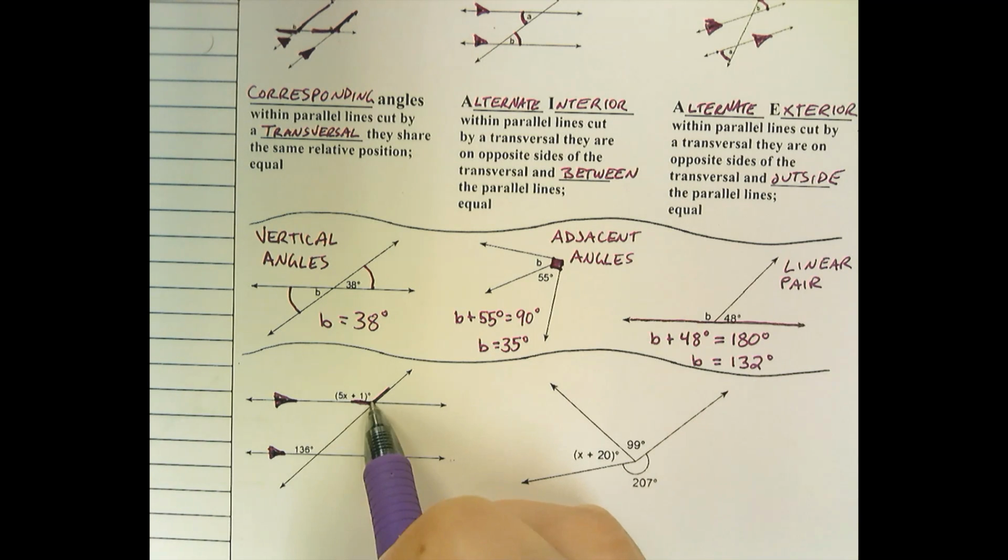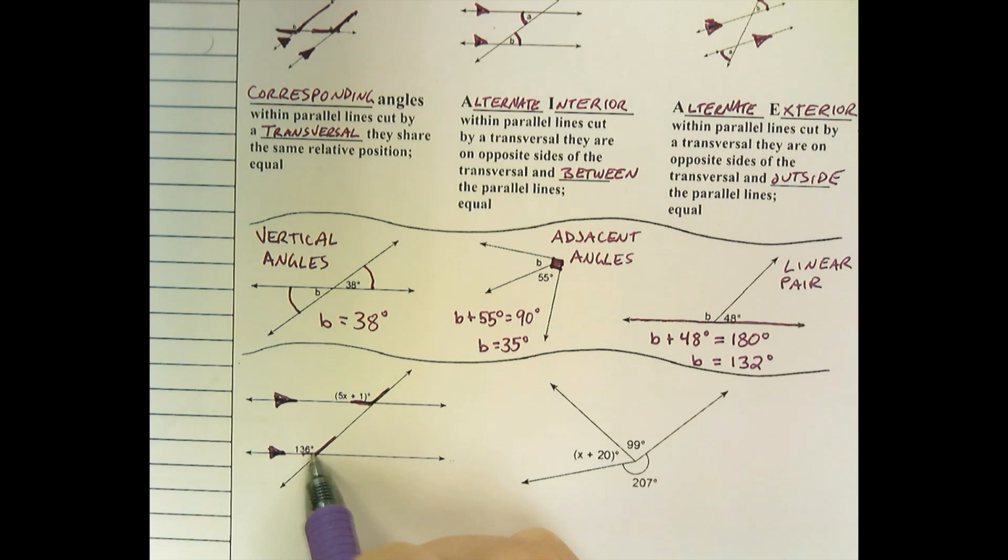my corresponding angles are going to be congruent. Likewise, I could say alternate interior or alternate exterior angles are also congruent. But these are corresponding angles. Corresponding angles. And thus they are congruent. So I can say one angle is equal to the other angle.